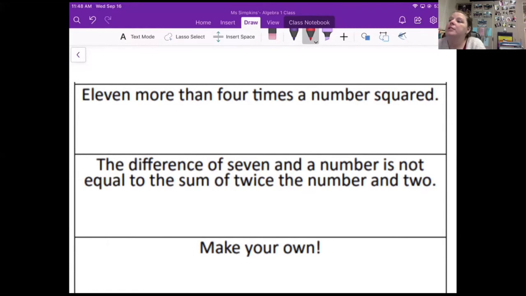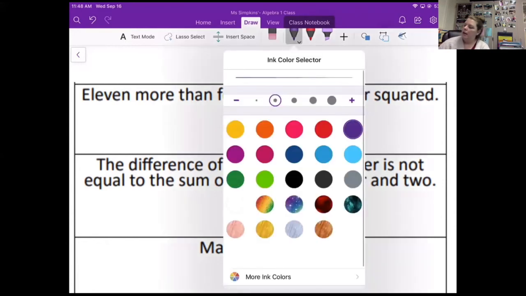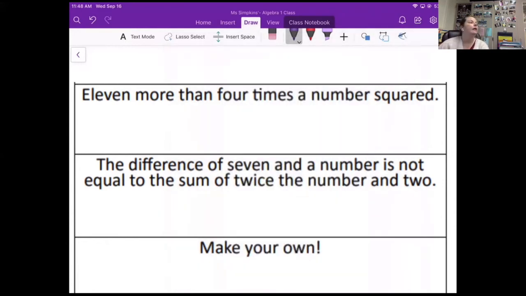Okay, very first thing we're going to do is we're going to translate this. So without starting, I want you to read it, and I want you to decide, is it going to end up being an expression, an equation, or an inequality? Yeah, Asa, what do you think? I agree, because there's nowhere in there that indicates I'm equaling anything. So let's write it as an expression. So 11 more than, 11 plus.